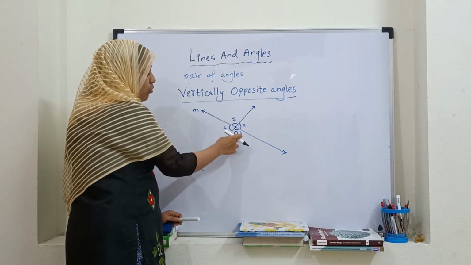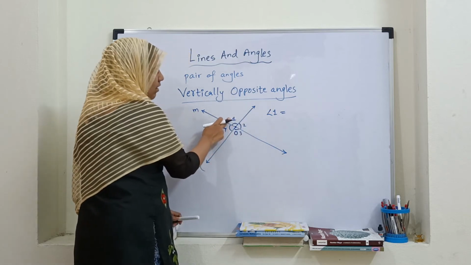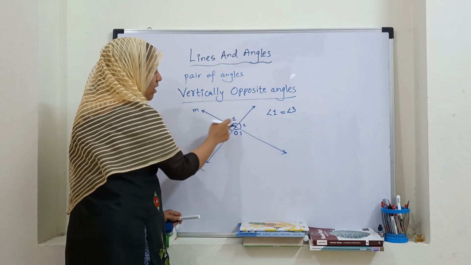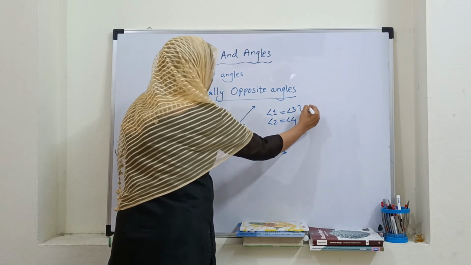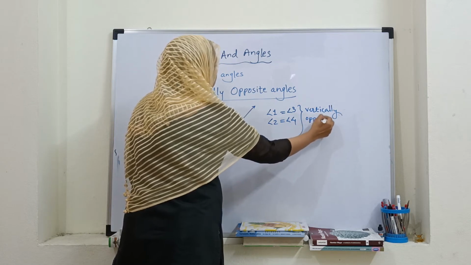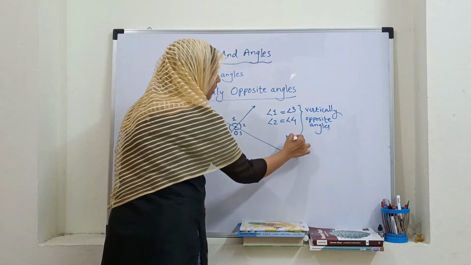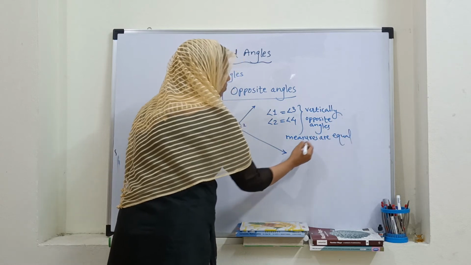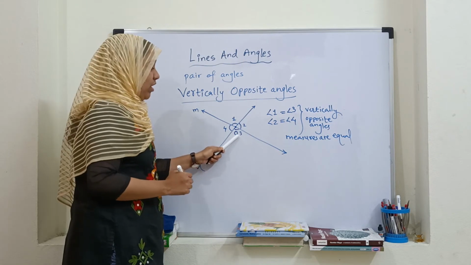The angles which are opposite, they are equal, their measures will be equal. So I can say here angle 1 is opposite to angle 3 and their measures will be equal. In the same way angle 4 and angle 2 are also equal. We will write down the reason: vertically opposite angles. And remember, whenever angles are vertically opposite, their measures are equal. Suppose angle 1 is 45 degrees, then angle 3 is also going to be 45 degrees.